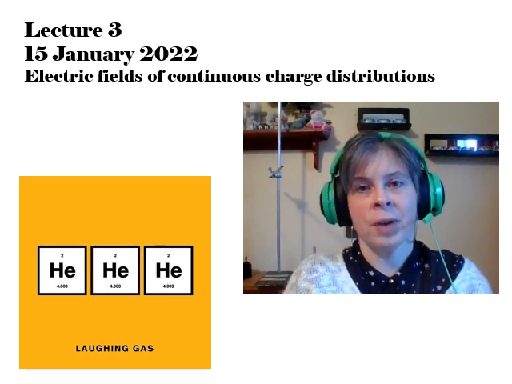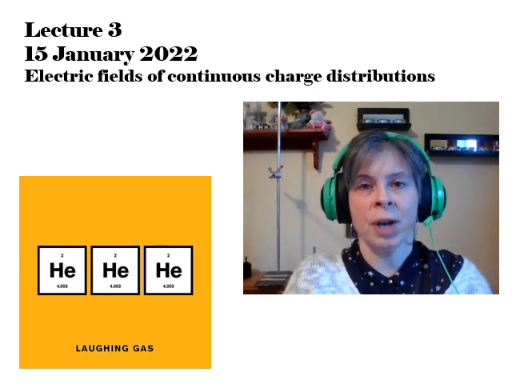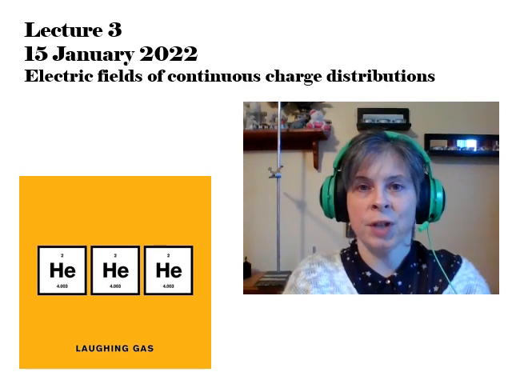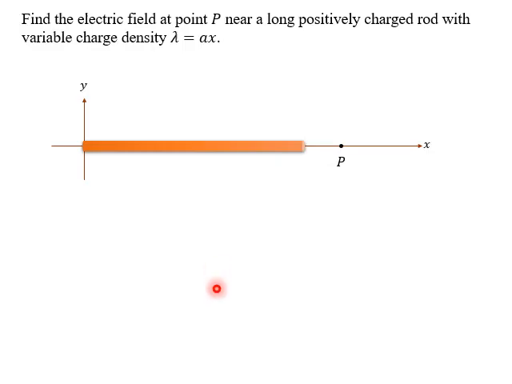Welcome to lecture 3. In this lecture, we're going to finish up finding the electric field due to lines of charges and then move on to two-dimensional objects. Let's do one more example of a line of charge, but this time let's kick it up a notch. Let's find the electric field at a point P near a long positively charged rod, so that's this one, with a variable charge density lambda equals A times X.